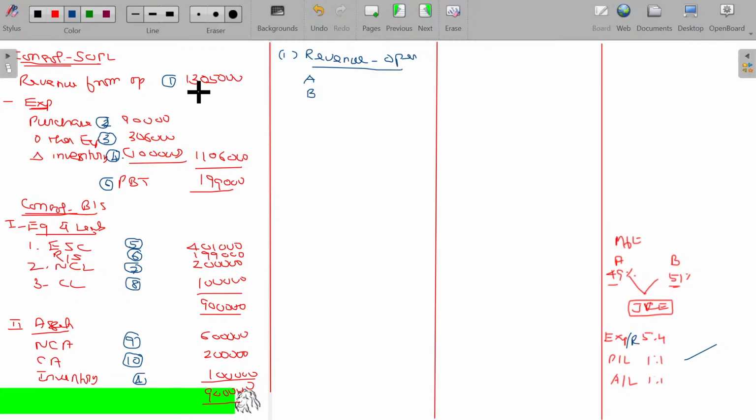Share this 13 lakhs 5,000 in the ratio of 5:4. Come on, make it faster. 7 lakhs 25,000 for A, 5 lakhs 80,000 for B. Such a segregation is going to be done. That's all. Only in the notes to account for all these things. The overall value being 13 lakhs 5,000.